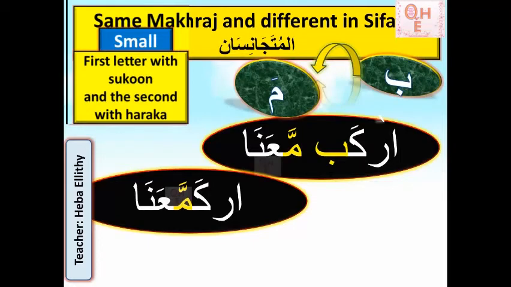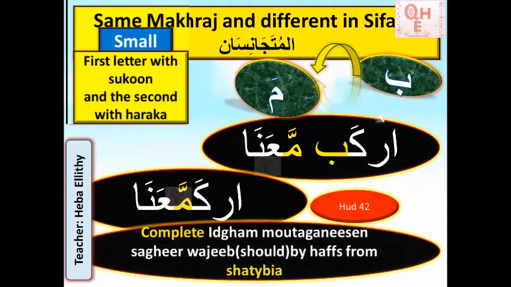If I ask you what the rules of this word are in detail, you will tell me this is from Surah Hud, verse 48, and this is the only ba sakina followed by mim in Hafs's way. It has idgham on it, and we have complete idgham. If I ask you about the rules of it completely, you will tell me complete idgham متجانسين صغير واجب. واجب means what? Should be. By Hafs from شاطبية.